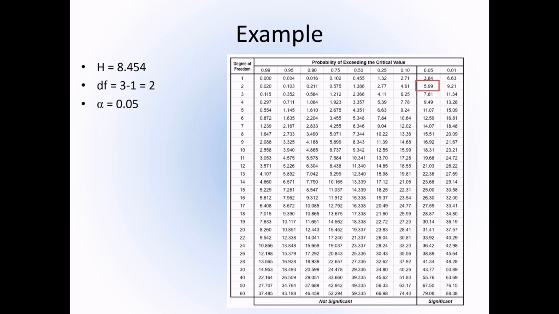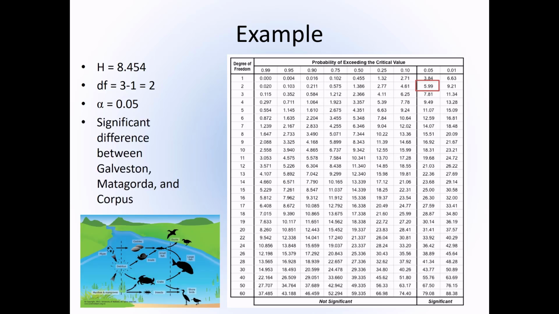What we see is that our critical value is exceeded by the test statistic, and so we see that there's a significant difference here between these bay systems and their biodiversity indices. Now we don't know which is higher than the other, but we know that there is a difference.